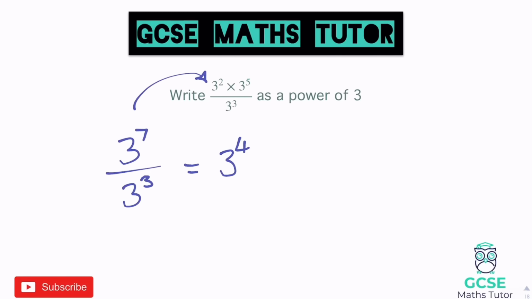And again, it doesn't say to work out the value of that, it says to leave it as a power of 3. If it said work out the value of it, I'd actually have to work that out, and that means 3 times 3 times 3 times 3. Wouldn't be very nice without a calculator, that one, but we could work it out. But it says to write as a power of 3.